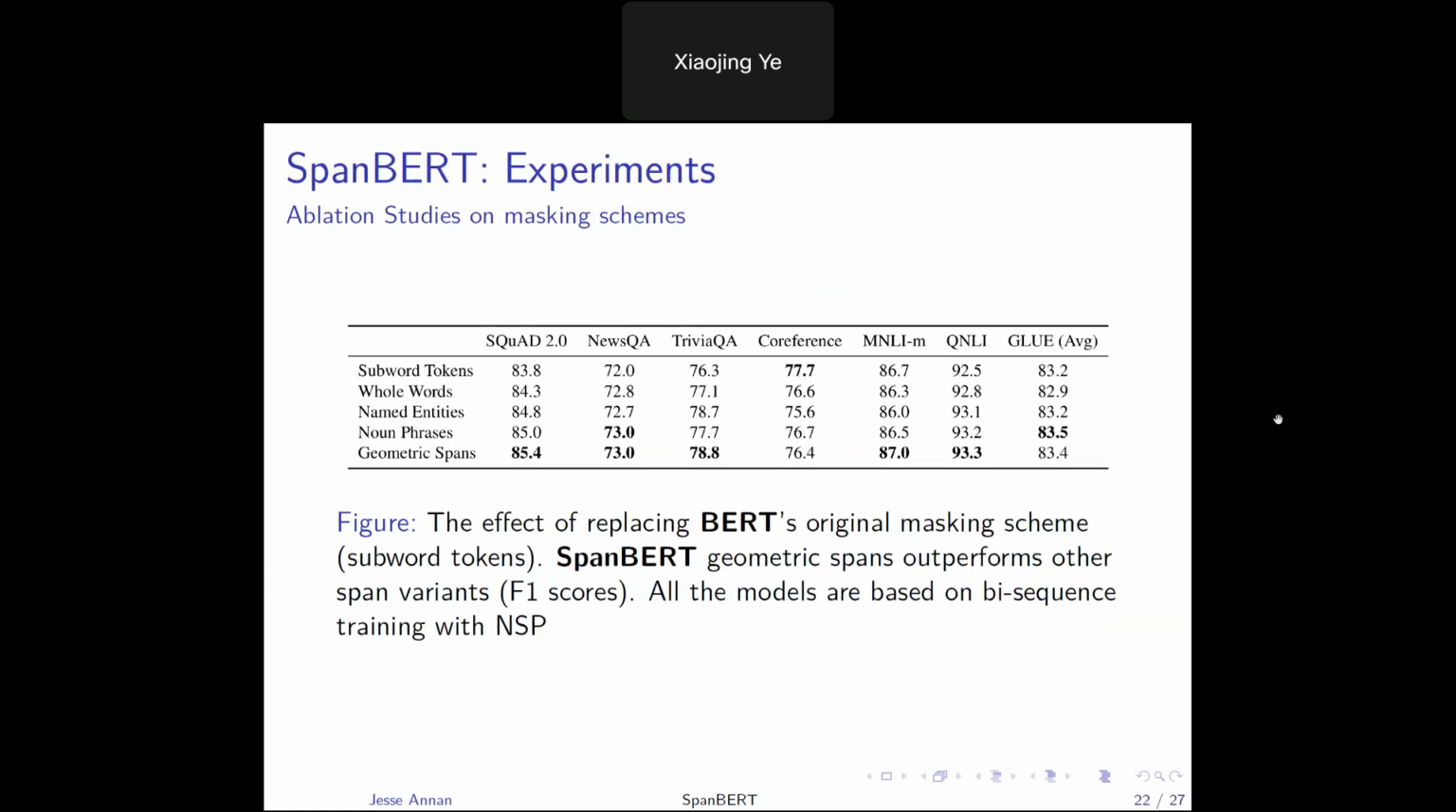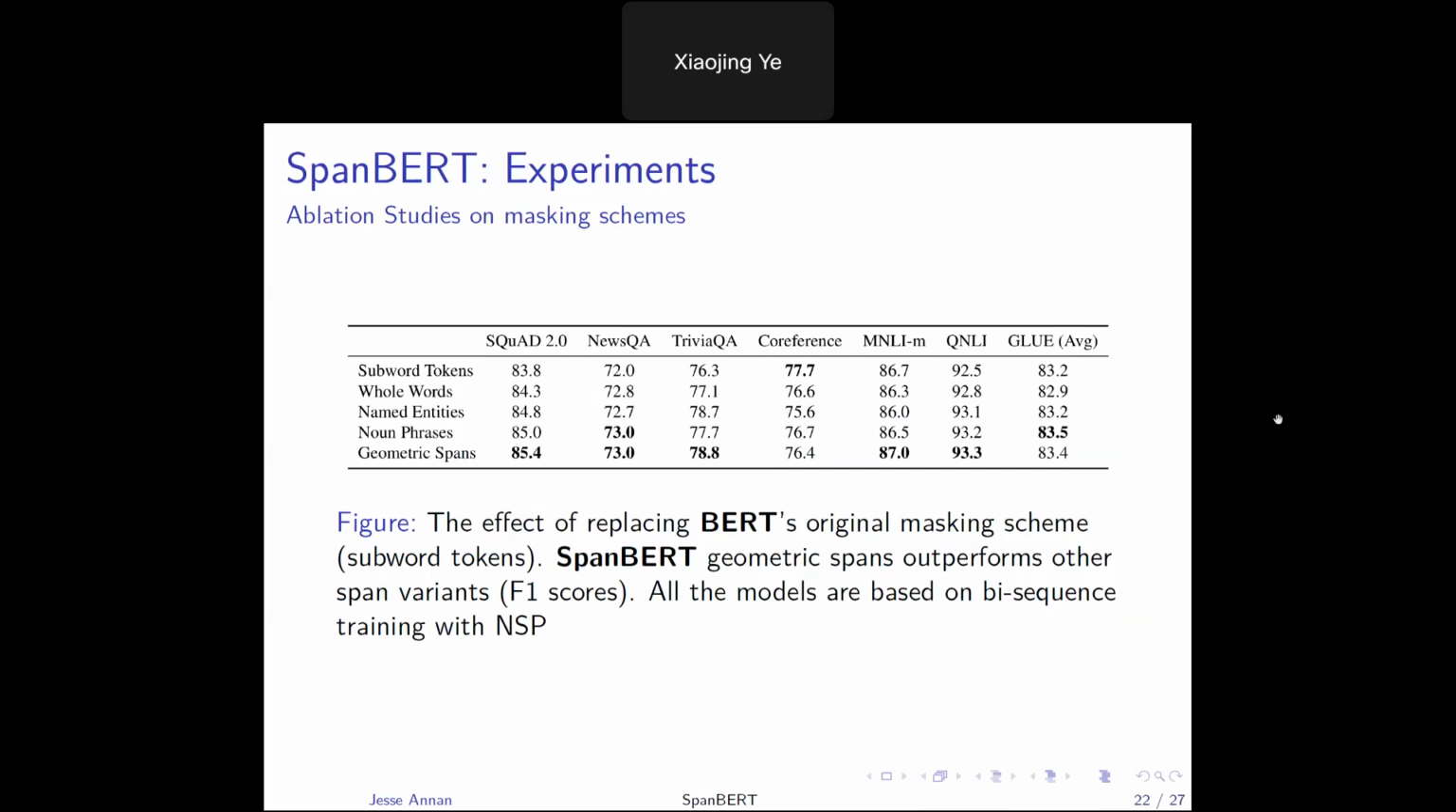And they performed ablation studies on their two objectives: the masking scheme and the auxiliary objective, which is the SBO. In the masking scheme, the first one is actually BERT's masking scheme, which uses subtokens. It masks subtokens, right? The last one is a SpanBERT one. And so these three are linguistically inspired masking schemes.